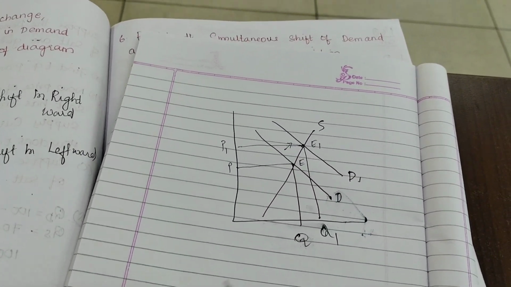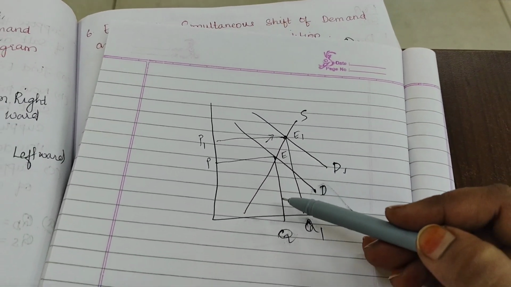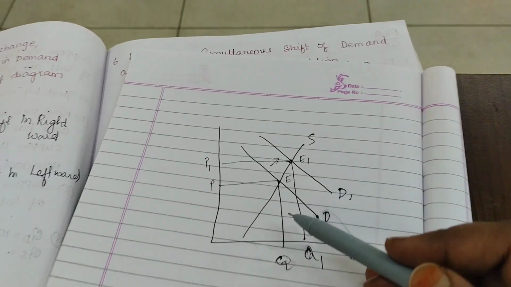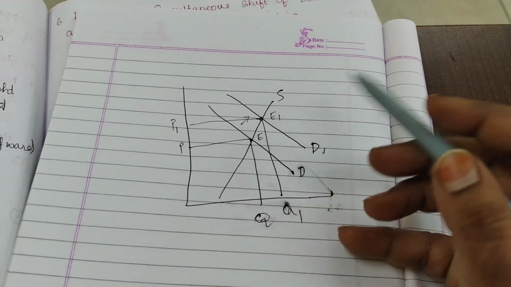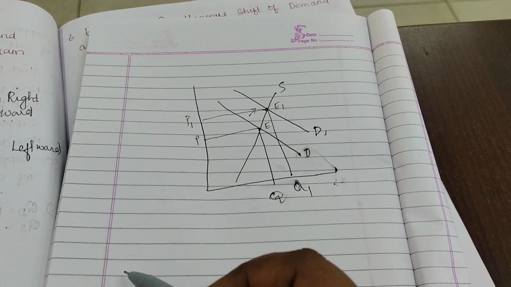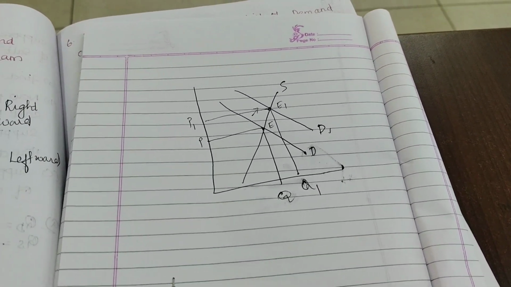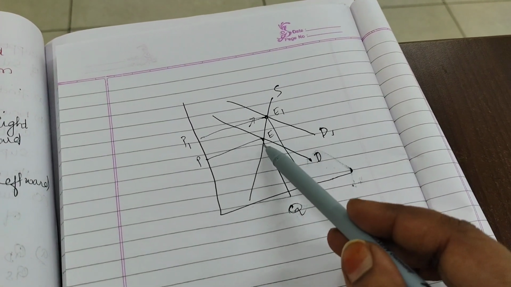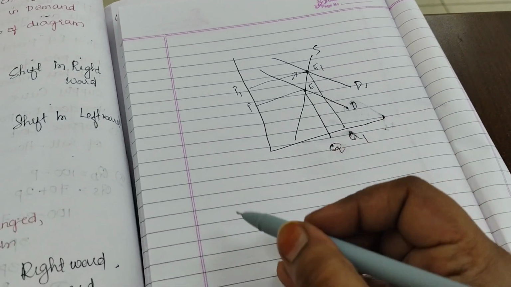So what are the reasons for the shift in the demand curve? That can be increase in the consumer income. So that is why the consumer is preferring more normal goods. The price of the substitute might have increased or the preference of the consumer might have changed. So these are the reasons why there can be the increase in the shift of the demand curve.